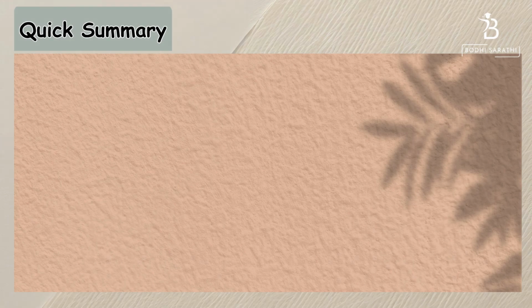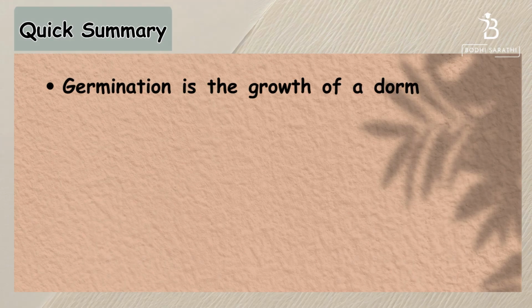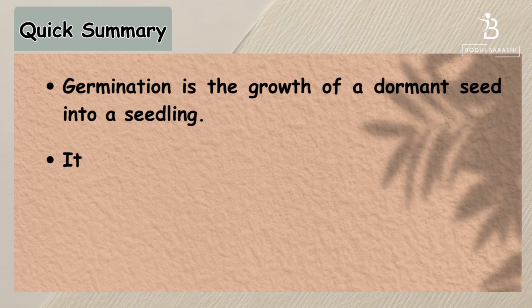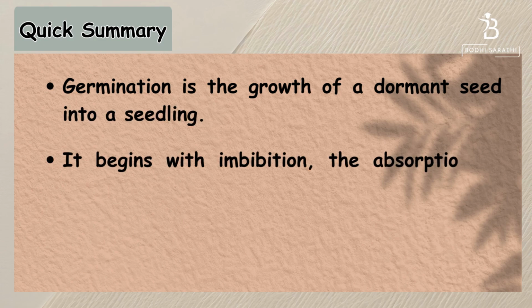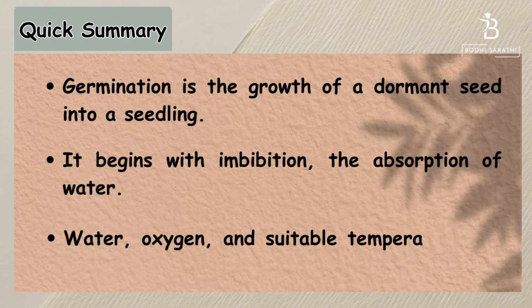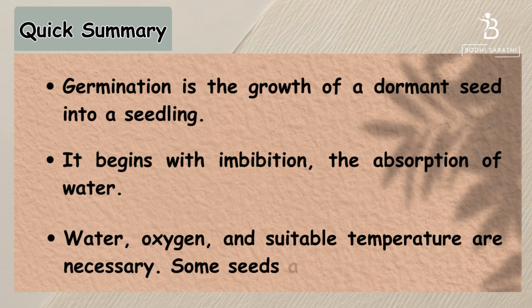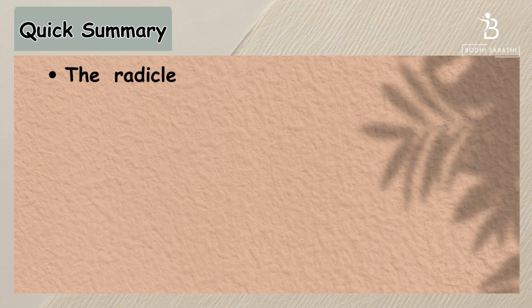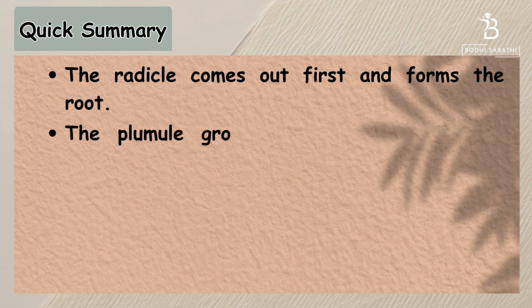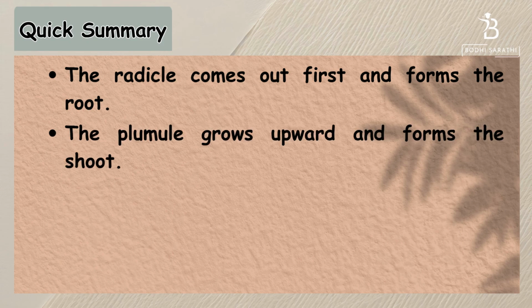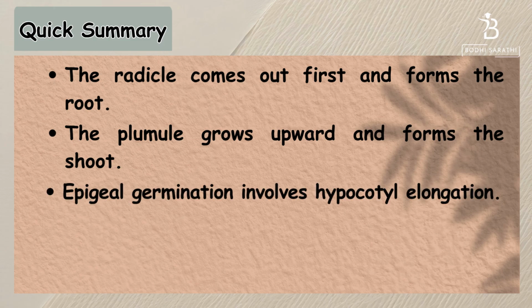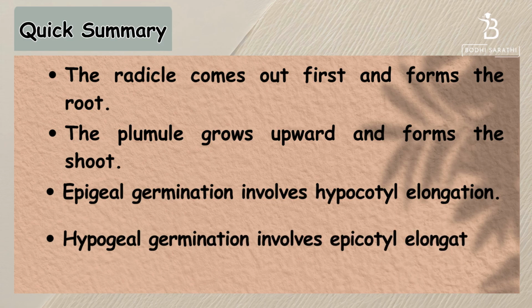Quick summary. Germination is the growth of a dormant seed into a seedling. It begins with imbibition, the absorption of water. Water, oxygen, and suitable temperature are necessary. Some seeds also need light. The radicle comes out first and forms the root. The plumule grows upward and forms the shoot. Epigeal germination involves hypocotyl elongation. Hypogeal germination involves epicotyl elongation.